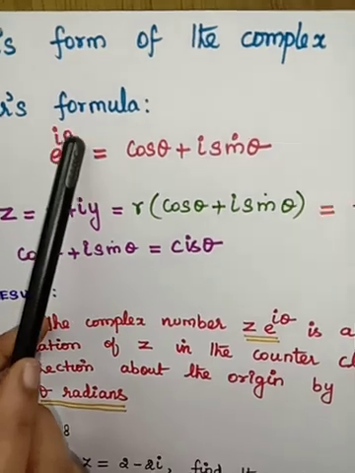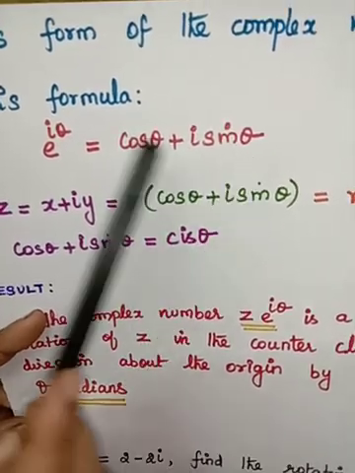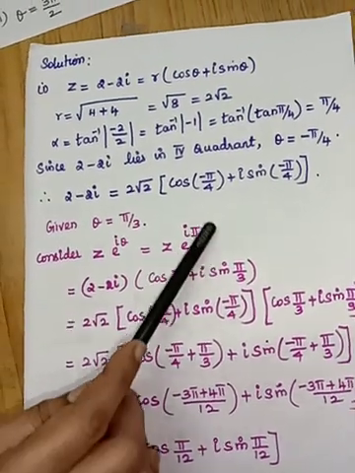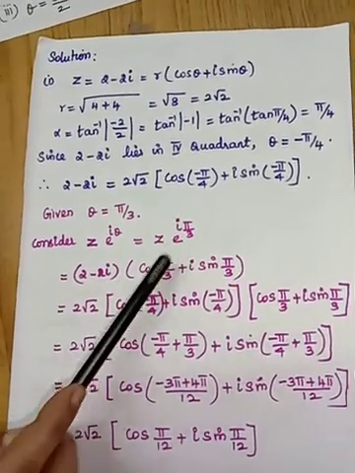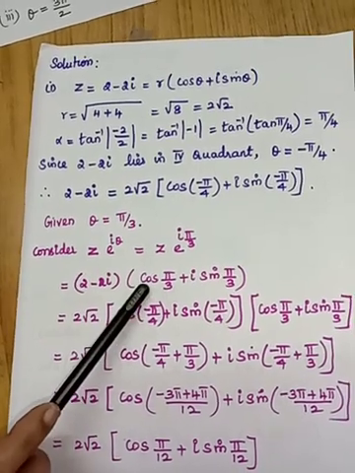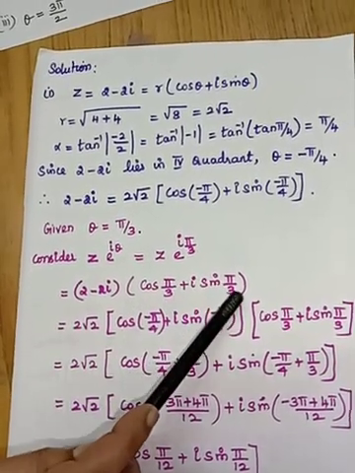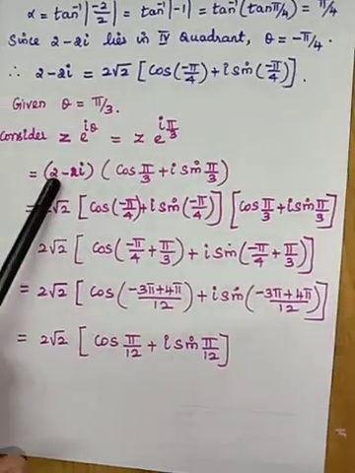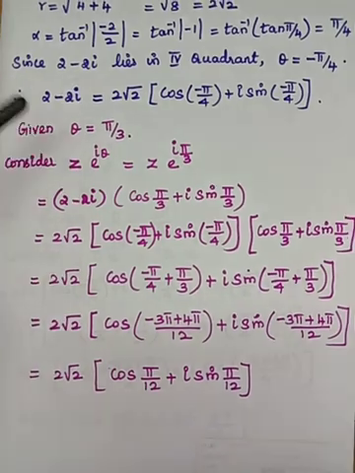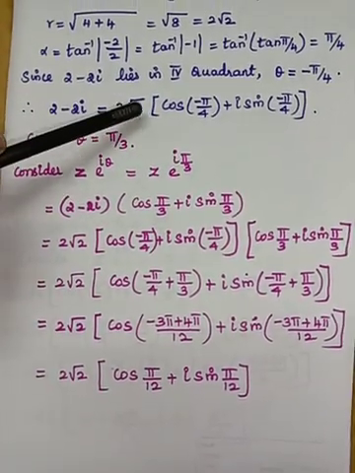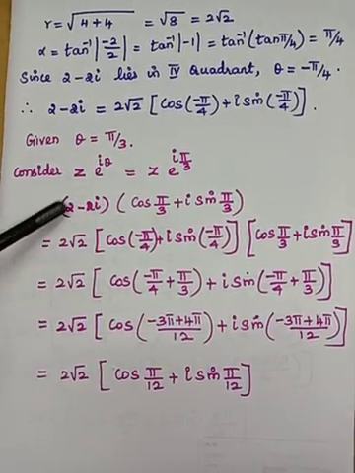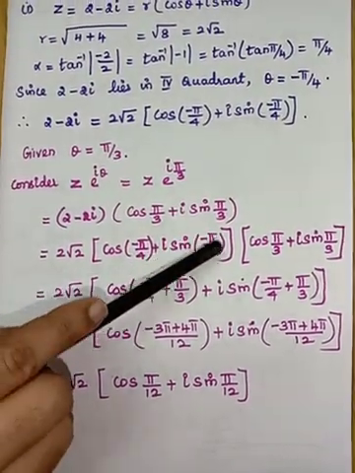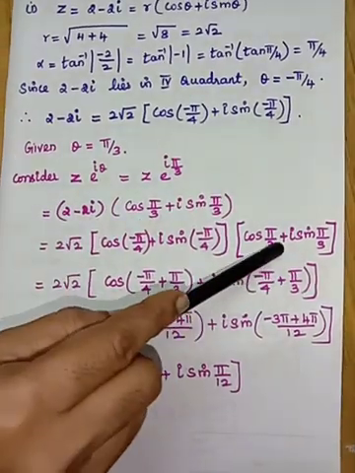e power i theta means what? Cos theta plus i sin theta. Now in the place of theta what you are having? Pi by 3. So e power i pi by 3, the Euler form, will be written in polar form as cos pi by 3 plus i sin pi by 3. And 2 minus 2i, which is in rectangular form, has to be converted into the polar form. I have found the polar form already, so I am going to substitute here. 2 minus 2i is nothing but 2 root 2 cos of minus pi by 4 plus i sin of minus pi by 4, into this one.